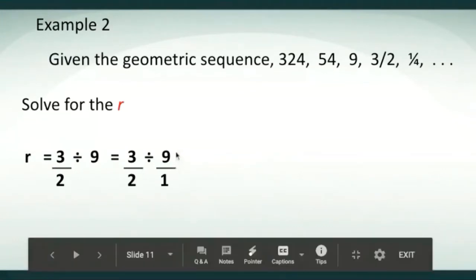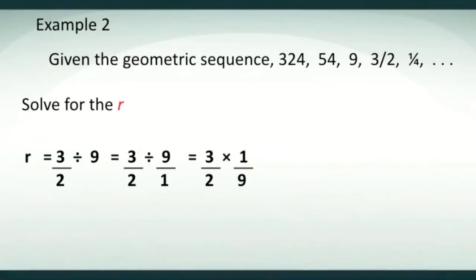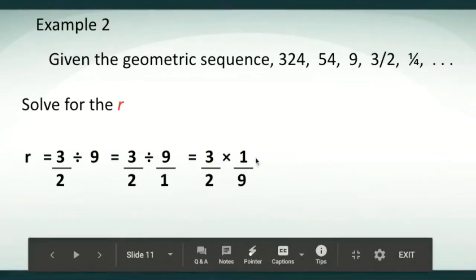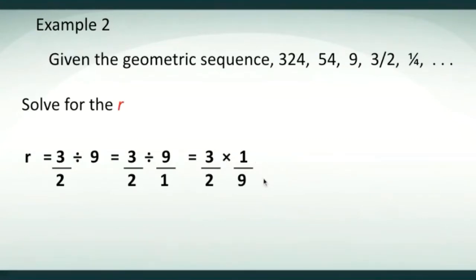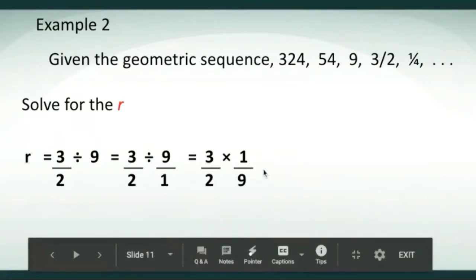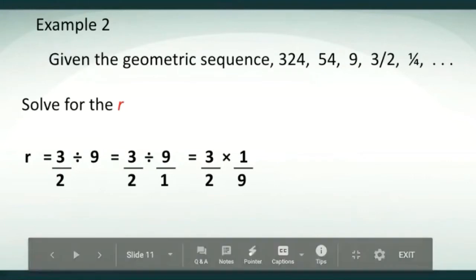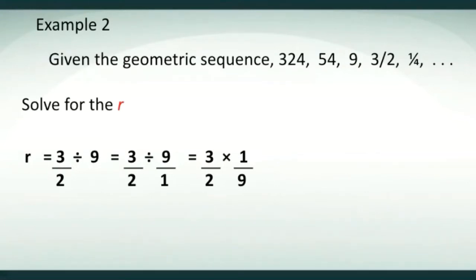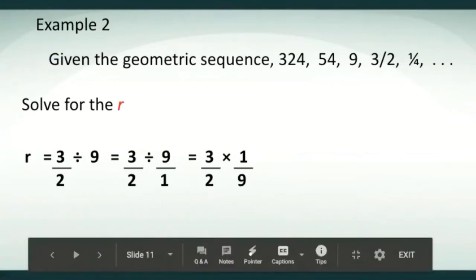If we get the reciprocal of 9/1, we need to change the division sign into a multiplication sign. So this will be 3/2 times 1/9. Now, how are we going to multiply fractions? Numerator to numerator, denominator to denominator.